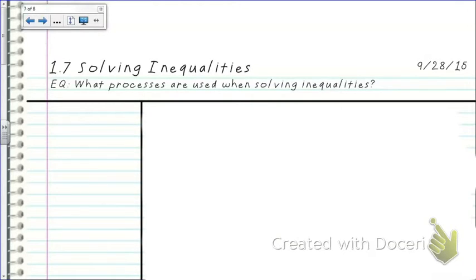I'm collecting your notes on Friday, the day of the test, so please make sure that all your notes have questions and a summary. So here we go. How do you solve an inequality?